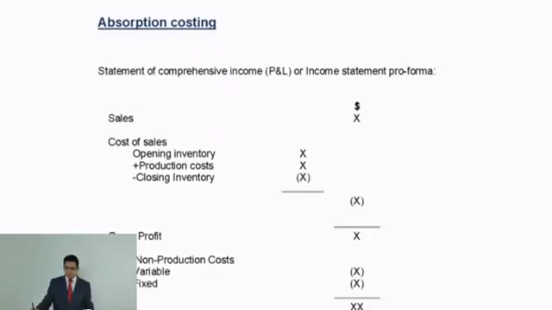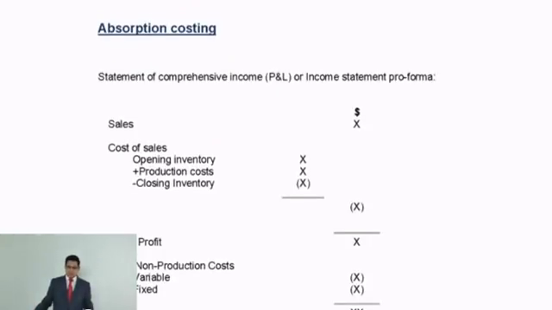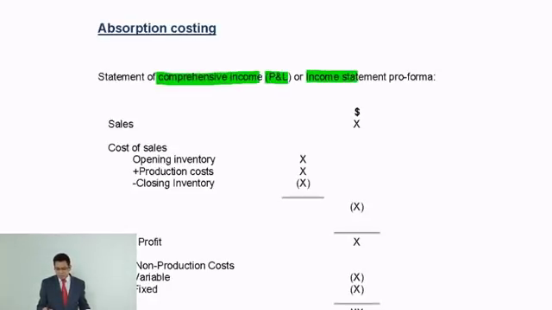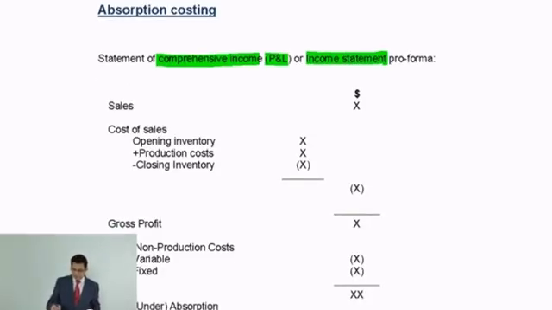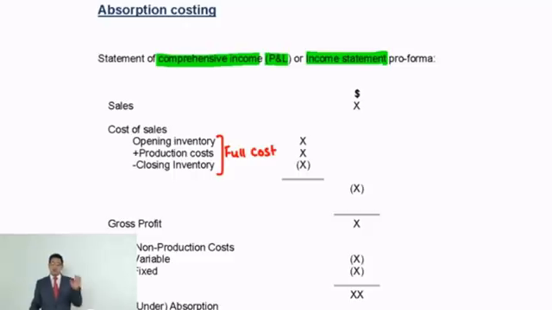Here is the absorption costing pro forma. Absorption costing, remember, is the full costing. Based upon absorption costing, here is the statement of comprehensive income, or P&L, profit and loss, or income statement. Starting point is the same, sales less cost of sales equals gross profit. The only difference is that the cost of sales calculations here are based upon full cost, not just the variable cost. So variable manufacturing and fixed manufacturing costs are included here, and then we arrive at the gross profit.